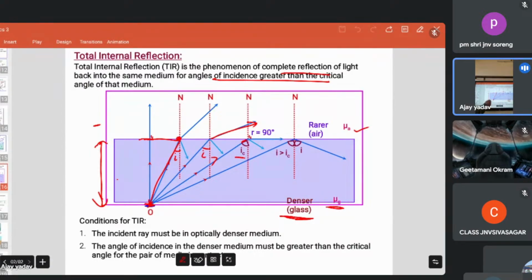If we continue to increase the angle of incidence, then at one stage this angle of incidence will become equal to the critical angle. What is the critical angle? The critical angle is the angle of incidence in the denser medium for which the angle of refraction in the rarer medium becomes 90 degrees.